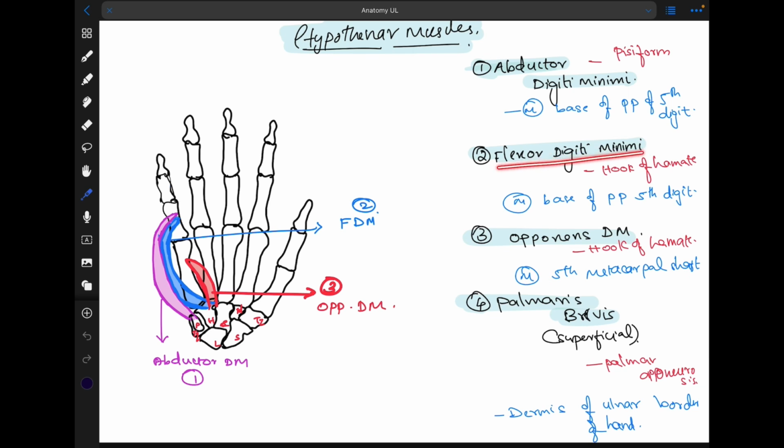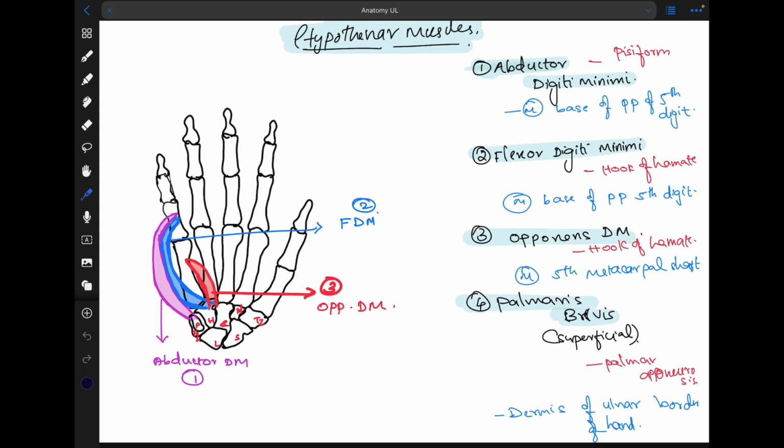the flexor digiti minimi. So there is an important question which is often asked in every MCQ: what are the structures that arise from the hook of the hamate? These two muscles arise from the hook of the hamate, that is flexor digiti minimi and opponens digiti minimi. That is a very important MCQ that is often asked. So this is the hook of the hamate.